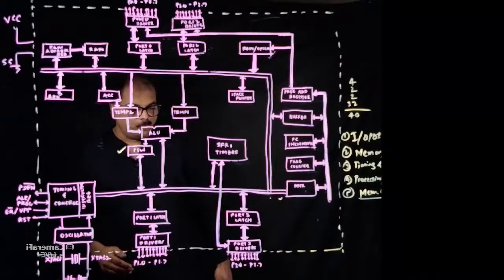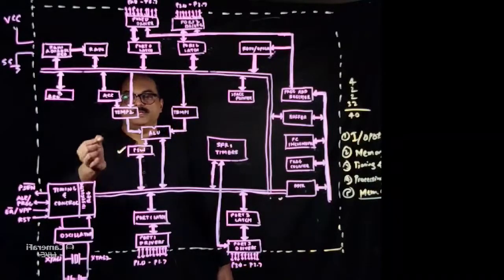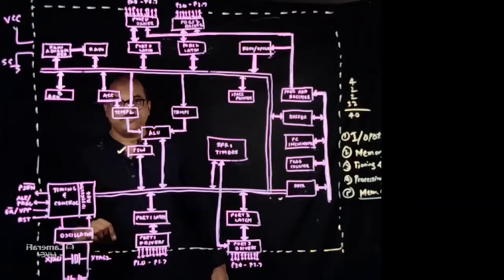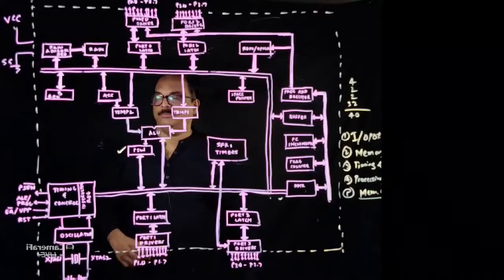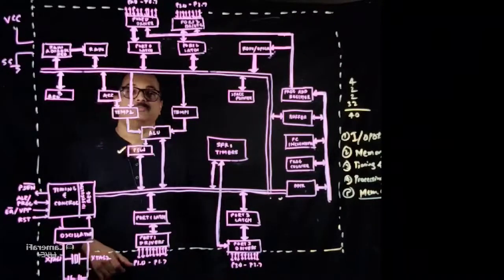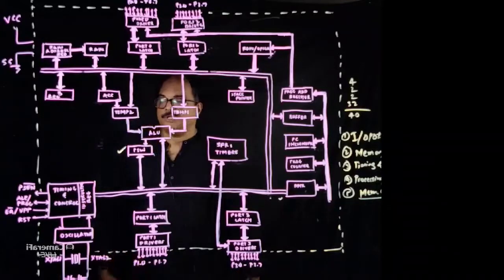It is used for writing, at the time of writing something in the program memory. Okay, so in order to enable that, we use program store enable. Then address latch enable: demultiplexing of the address and data bus is done by address latch enable.